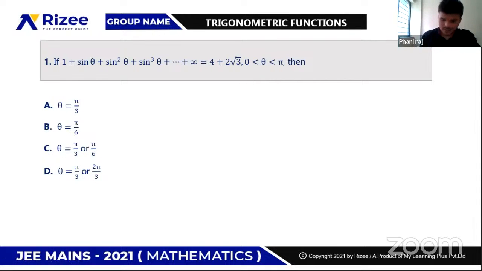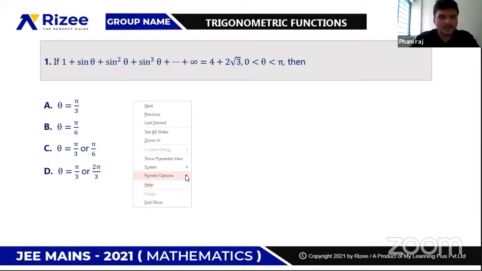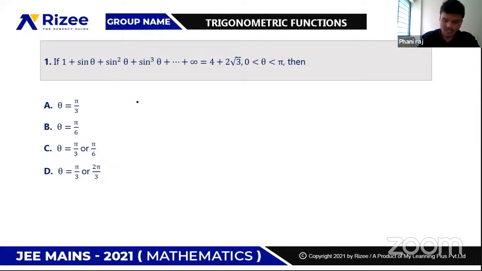We'll go to the first question. The first question says 1 plus sine theta plus sine square theta, and so on to infinity, is 4 plus 2 root 3. Then what is theta? So clearly this is an infinite GP, and of course you do not check the condition, because mod sine theta is always less than 1.